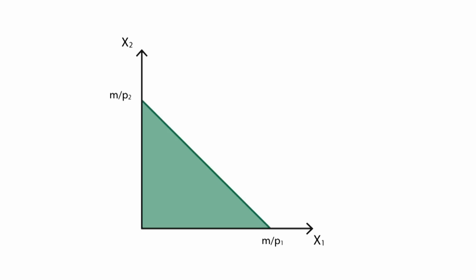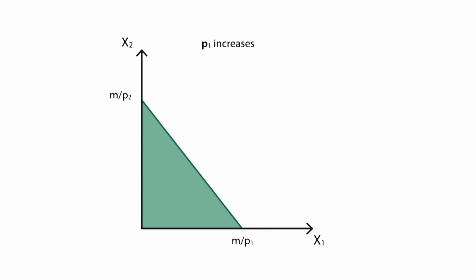Changes in the price of goods will also have an impact on the budget constraint area. If the price of good X1 increases, a consumer will not be able to buy as much as previously. This is represented by a shortening of the budget line through the horizontal axis. As we can see, an increase in the price of a good will always decrease the budget line.